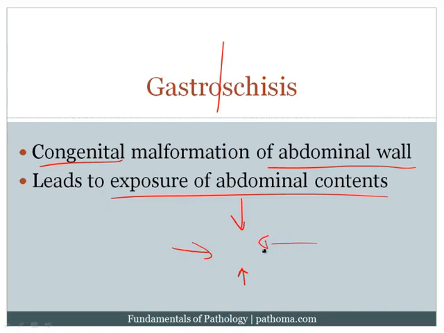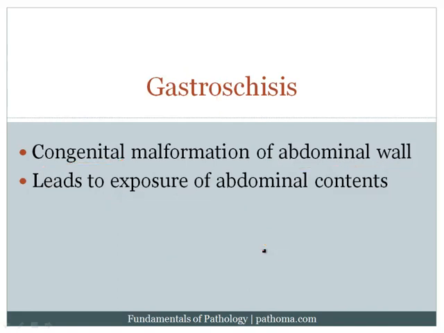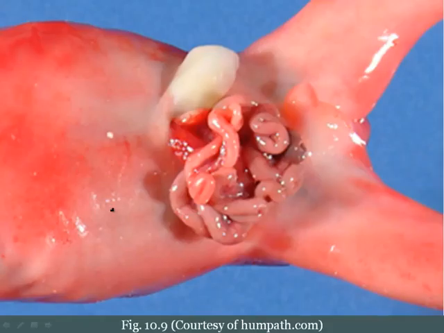Now, in this particular case, there is a congenital malformation, so you don't form the wall. When you don't form the wall, of course, there's going to be exposure of the abdominal contents. And this is what gastroschisis looks like. You've got a hole in the abdominal wall, which again exposes the gastric contents so that you can clearly see the intestine. You're basically directly looking at the intestines.